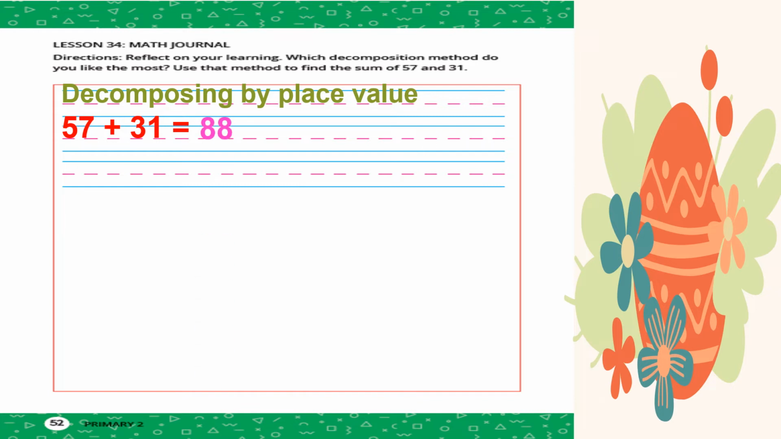88. Let's decompose 57. It will be 50 plus 7. Let's decompose 31. It will be 30 and 1. Let's decompose 88. It will be 80 and 8.